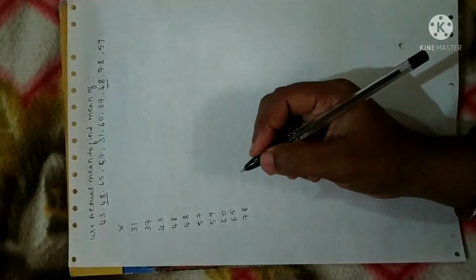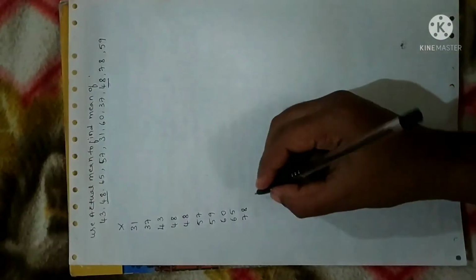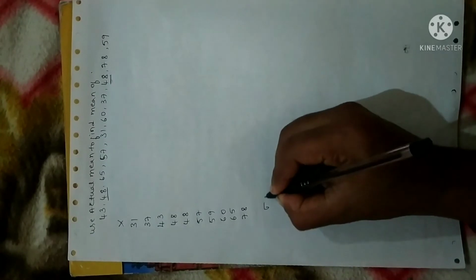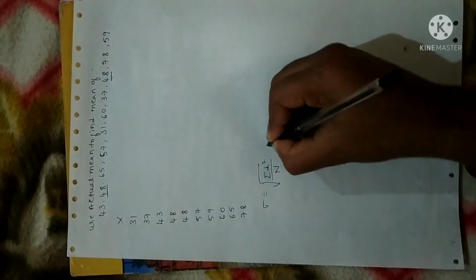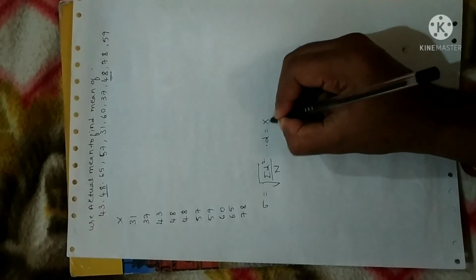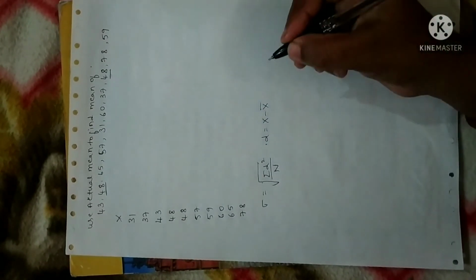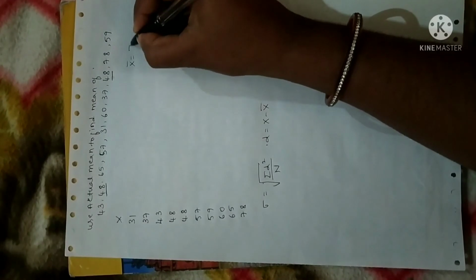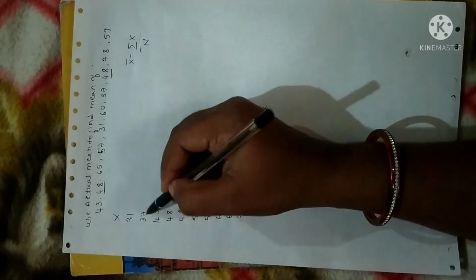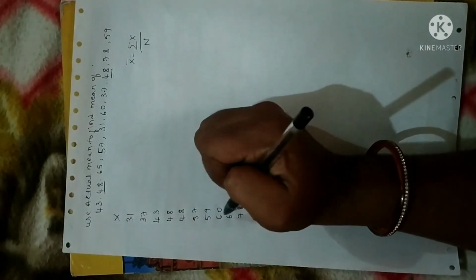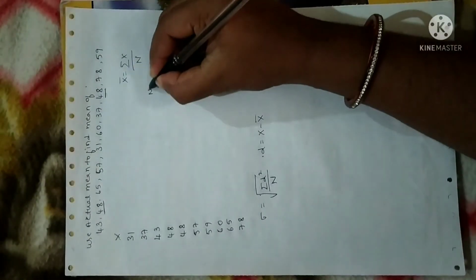So x values are given. We have to use the actual mean method, so write down the formula. Sigma is equal to square root of sigma d square by n. I have done all the methods for the first problem, so please go through that. Here d is x minus x bar, so we need to calculate x bar. It is given by sigma x by n. n is the number of data given: 1, 2, 3, 4, 5, 6, 7, 8, 9, 10. So n value is 10.